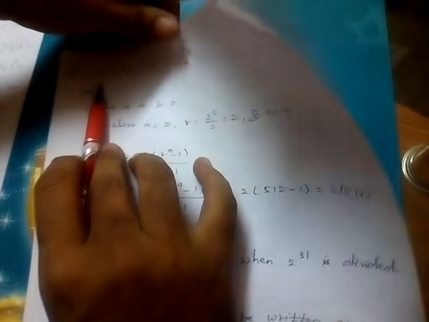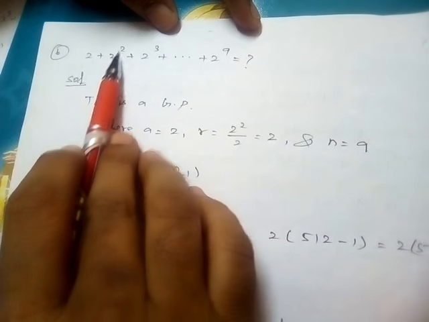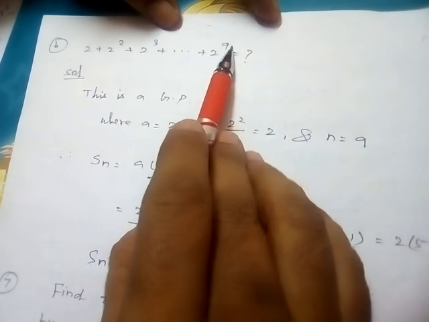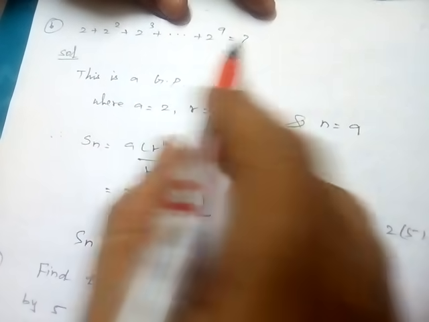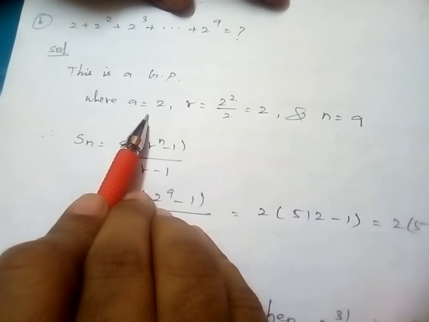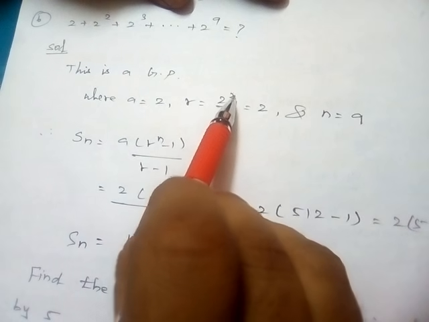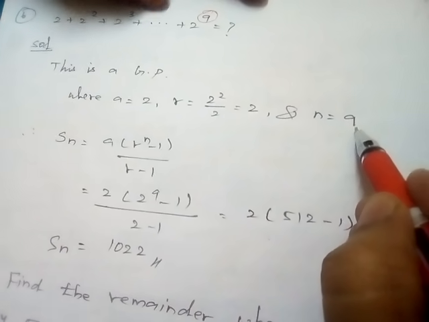Similarly, this question: 2 plus 2 squared plus 2 cubed plus etc. up to 2 power 9. This is equal to what? Now we are going to find the sum of this series. We know that this is in the form of a geometric progression. Here a equal to 2. Common ratio, second term by first term, is also 2, and n is the last term number. Here n is equal to 9.